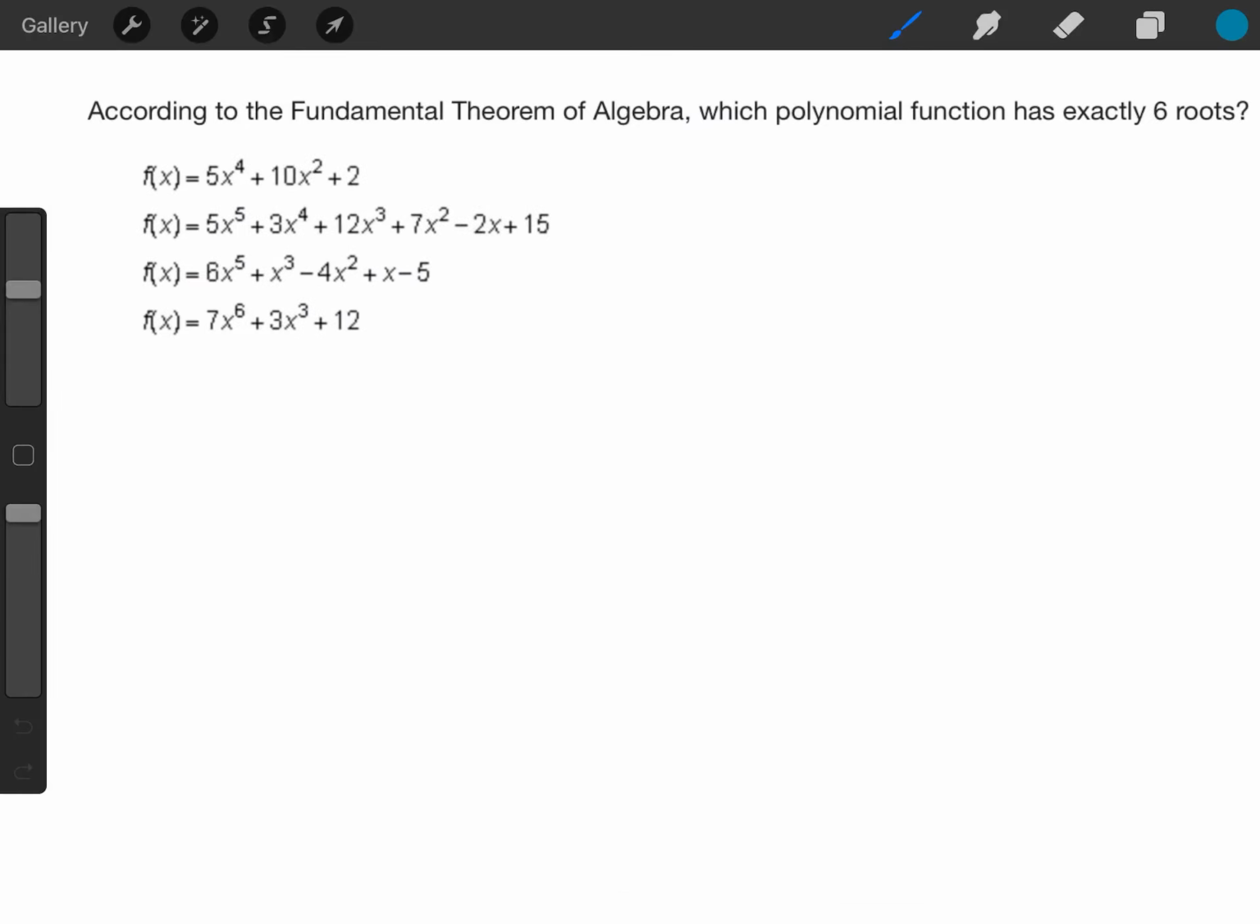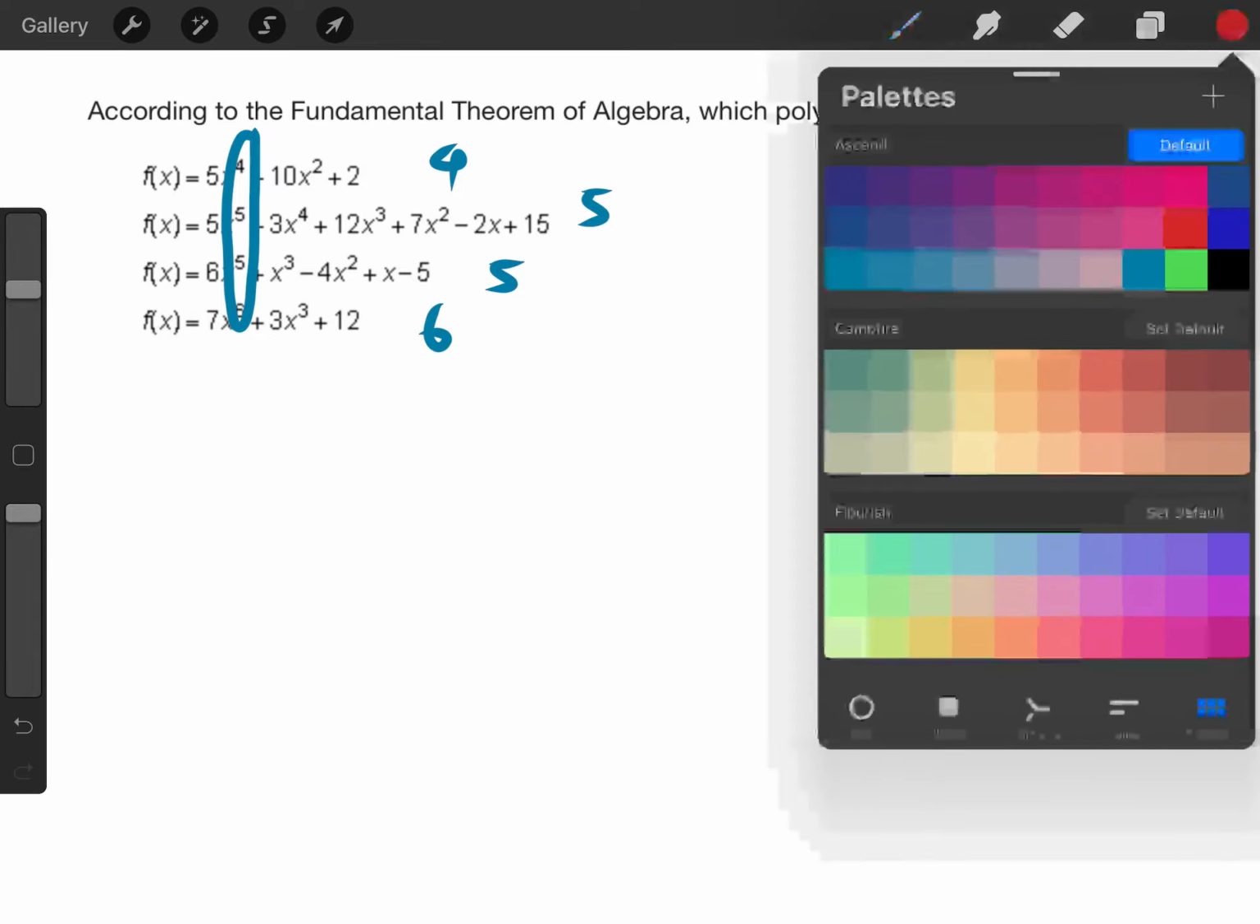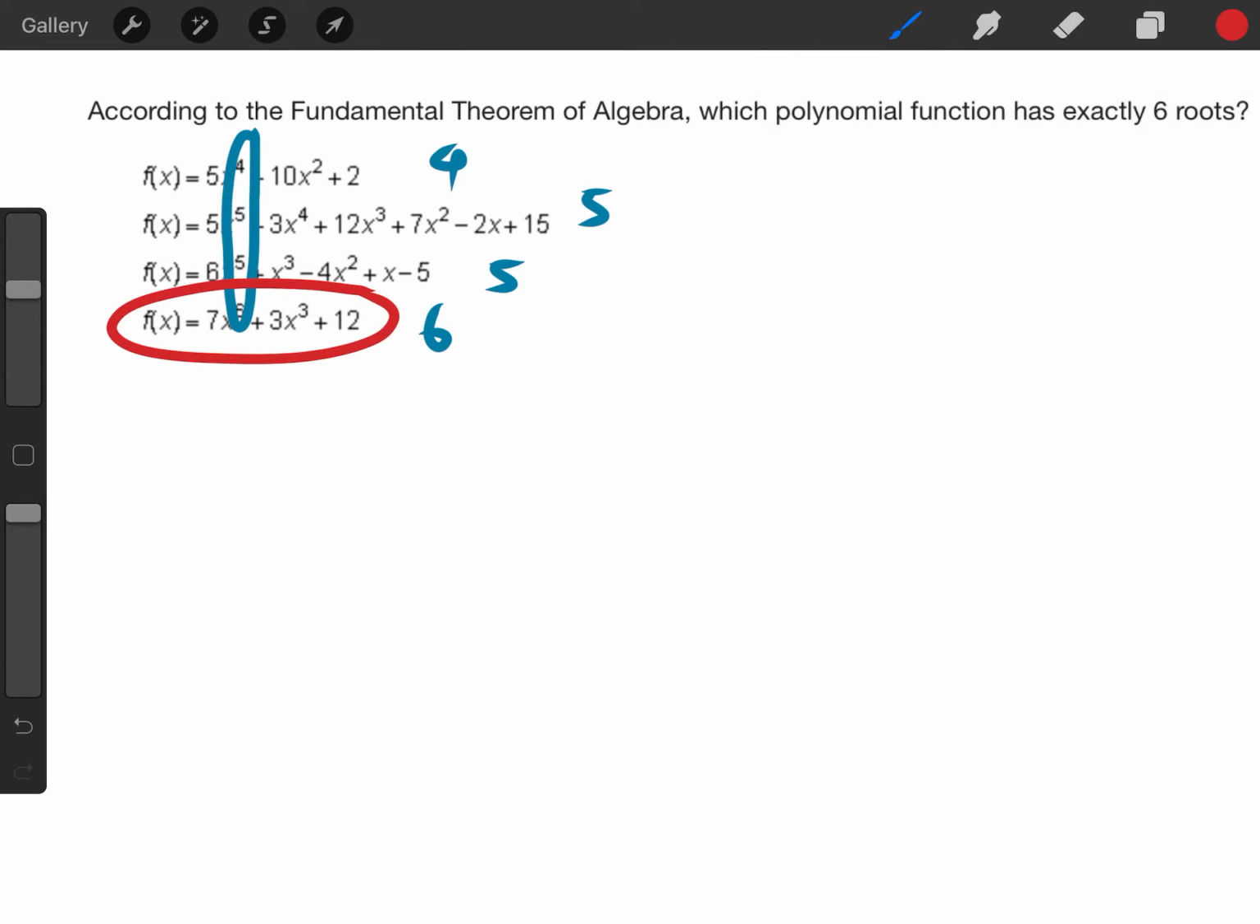All right, so the last one. Which one has exactly 6 roots? So we're just dealing with roots. So basically, you can look at it right here. Got 4 roots, 5 roots, 5 roots, 6 roots. Okay, so your answer is going to be the last one. You don't even need to do calculation. As simple as that.